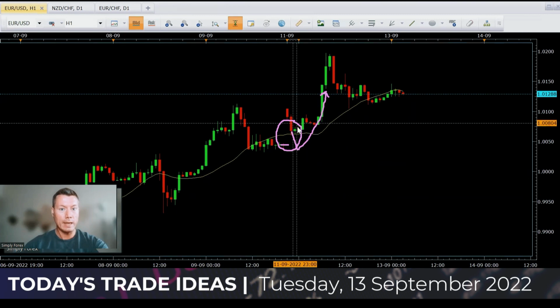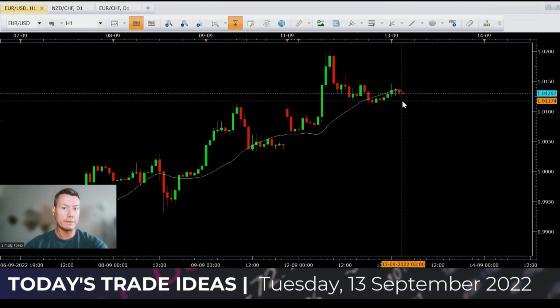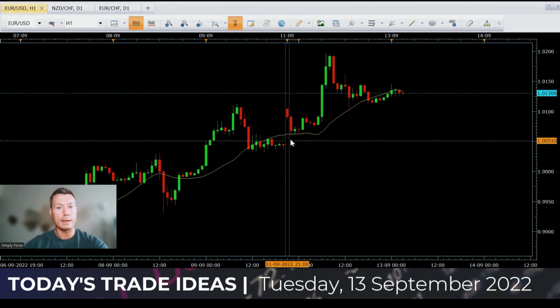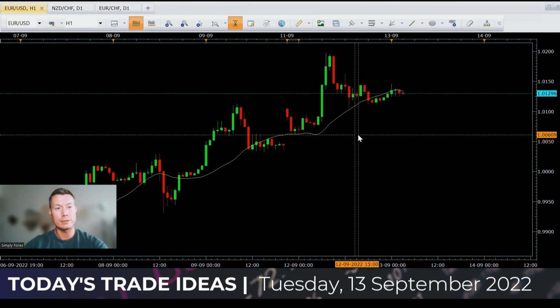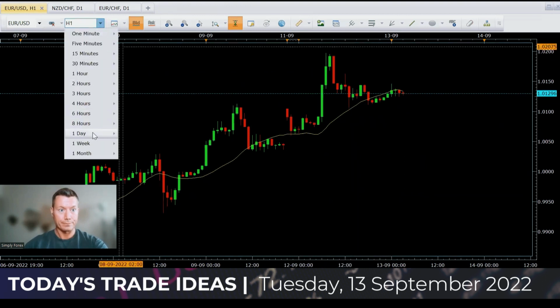Okay, but that didn't happen, guys. So this gap still hasn't been filled. It'll be interesting if price comes down today and fills it. Maybe. I'm not sure, but it's interesting to see that most of the time these gaps get filled, and it hasn't on the euro US dollar. So this was another reason for me that I'm not looking for longs yet on this pair.